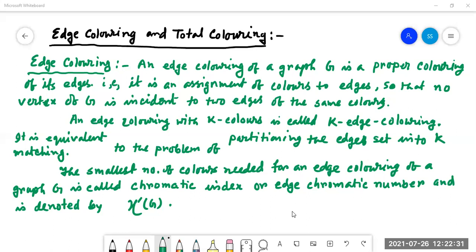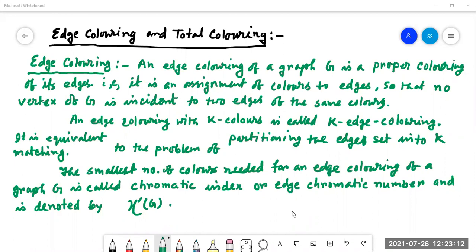The smallest number of colors needed for an edge coloring of a graph is called the chromatic index. For vertex coloring, it was the chromatic number. For edge coloring, it is called the chromatic index or edge chromatic number. Vertex coloring was denoted by chi(G). Here edge coloring is denoted by chi dash (G).